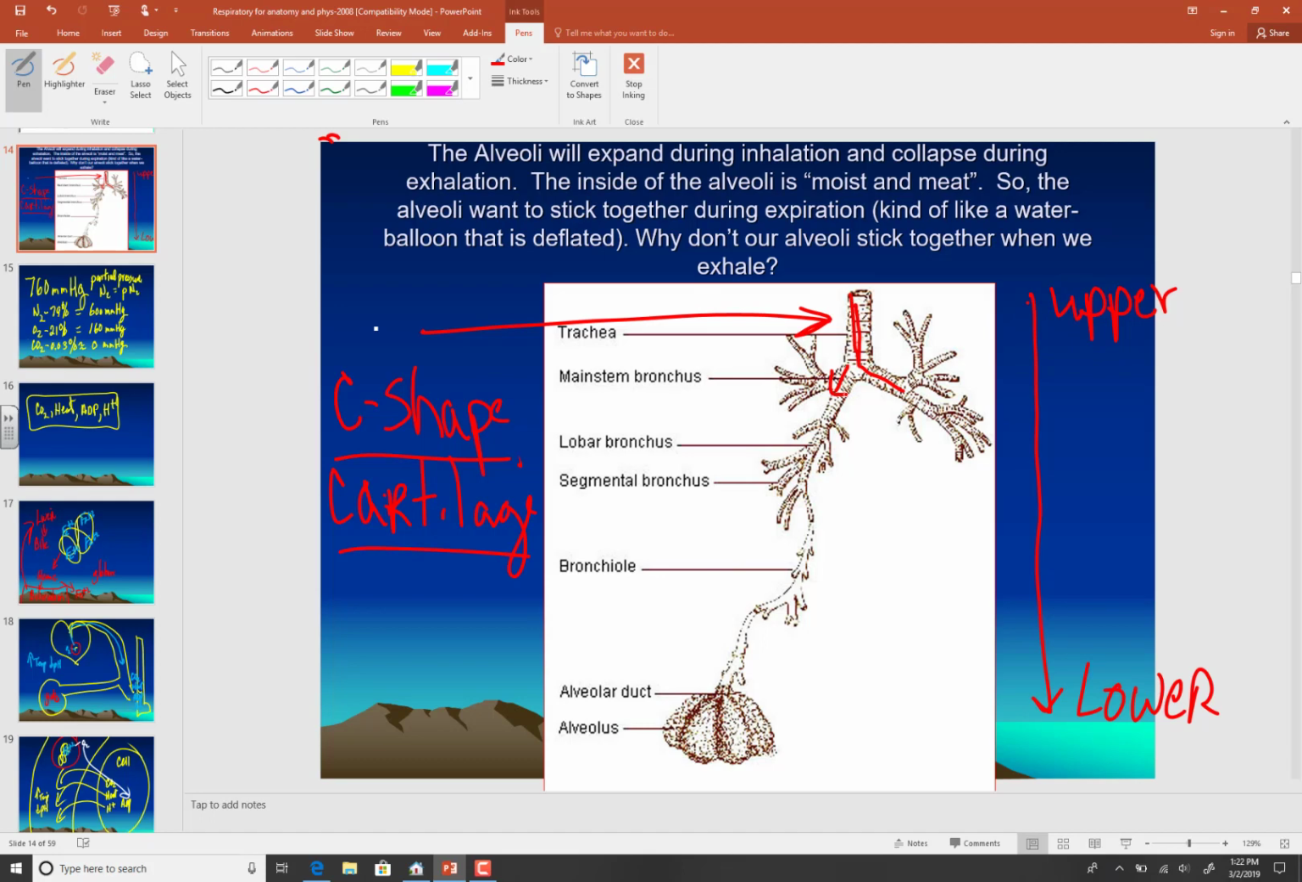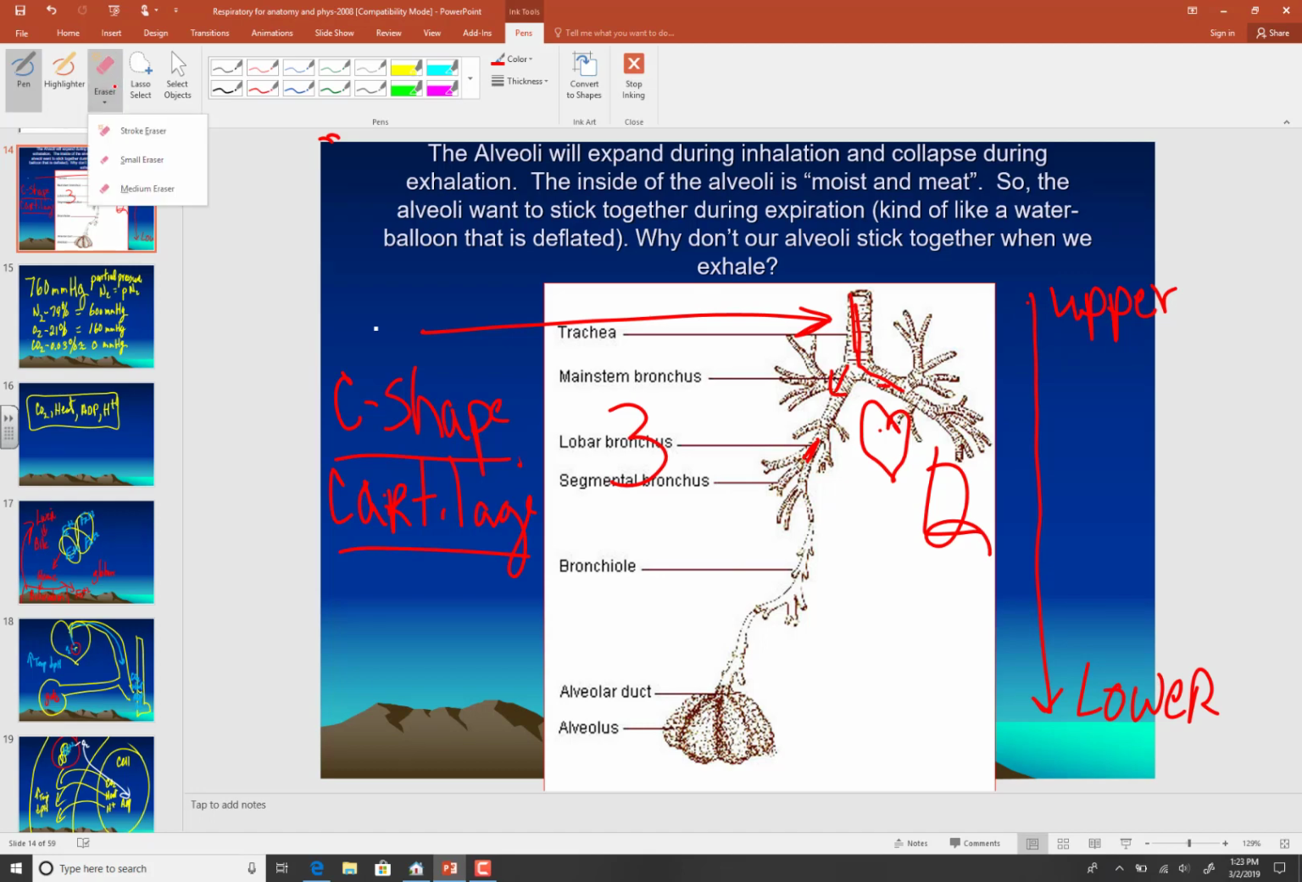And you have 2 main stem bronchus because you have 2 lungs, right? 2 big lungs. Then each lung is divided into a lobar bronchus, here and here. Now, the right lung has 3 lobes and the left lung has 2 lobes. And the reason for that is that the heart sits mostly in the mediastinum, but it's more left than right. And as you can see, the left main stem bronchi is much more acute. The angle is much more acute than the right.